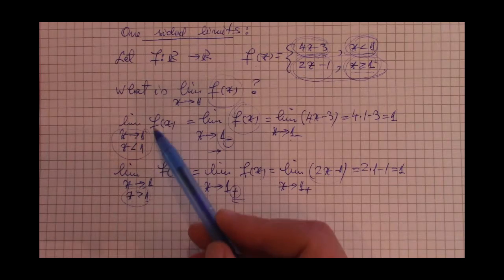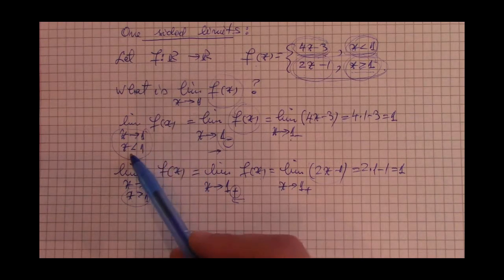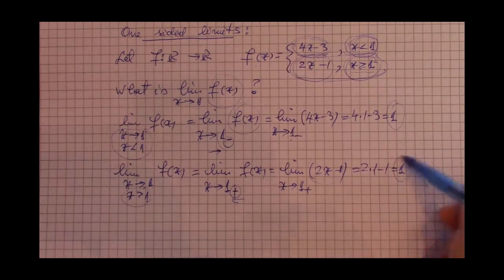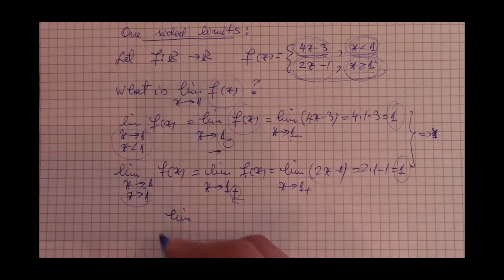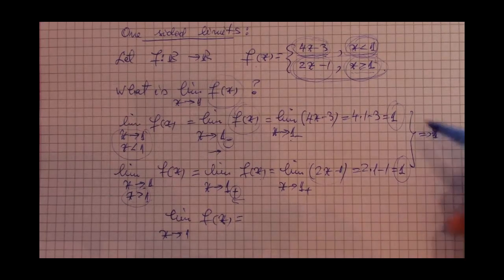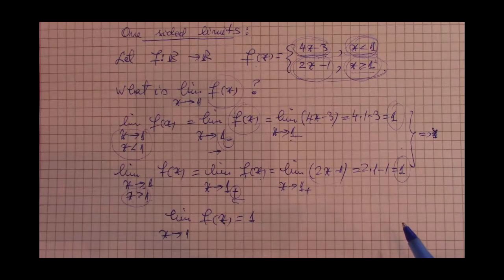So what we figured out is what happens with the values of f of x when x approaches 1 from the left and from the right. We got these two numbers, and luckily, the two numbers are equal to each other. So from these two, we can conclude that the limit when x approaches 1 of f of x is equal to 1, the common value in here.